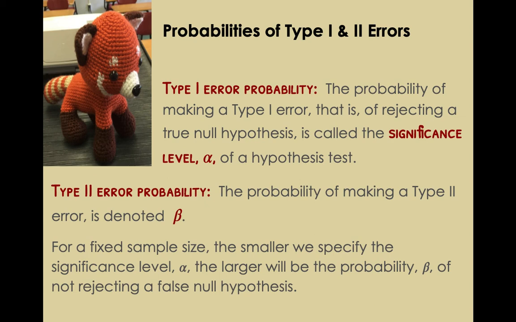But again, they're inversely related. For a fixed sample size, the smaller alpha is, the larger beta will be. So the tighter we make that significance level, the smaller that level, the less likely it is to make a type 1 error, the more likely we are to make a type 2 error. So as we're adjusting that, we've got to look again at what's most important. Which of those errors is the one that we want to avoid the most?